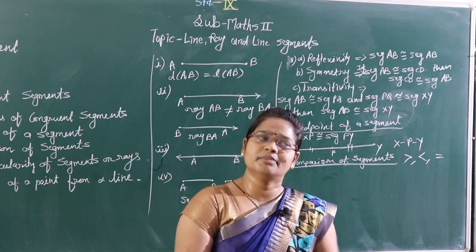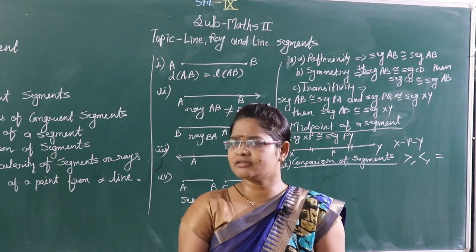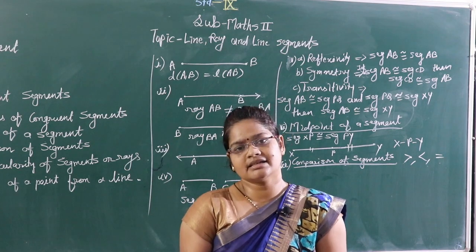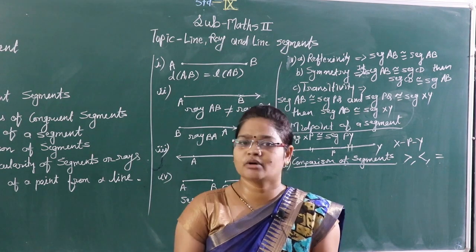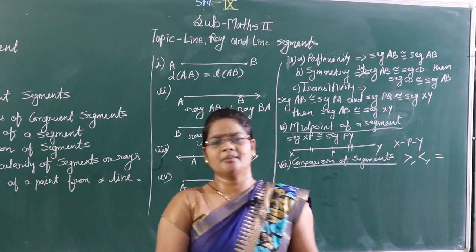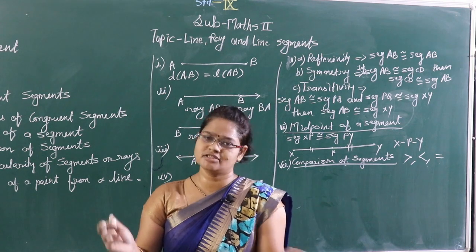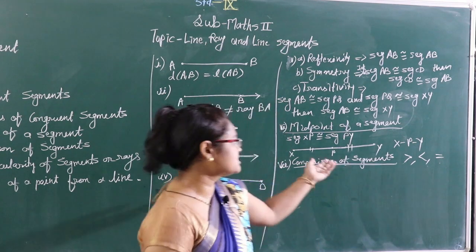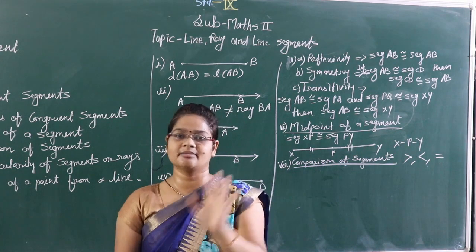If segment PQ is equal to 5 centimeter and segment XY is also equal to 5 centimeter, then we can say that segment XY is equal to segment PQ, because both have the same length. So we call it comparison. Comparison means nothing but smaller than, greater than, equal to signs. These signs denote comparison between the line segments.